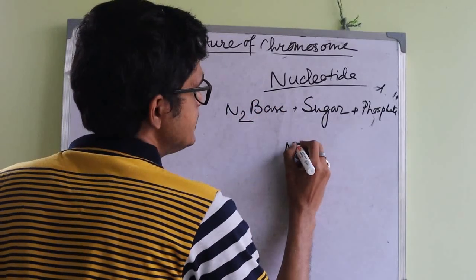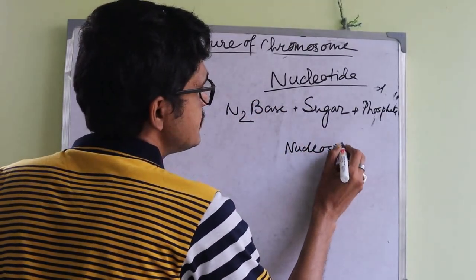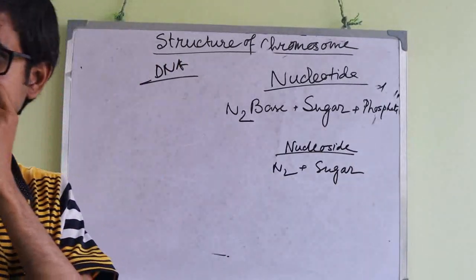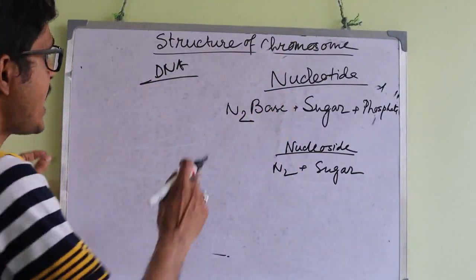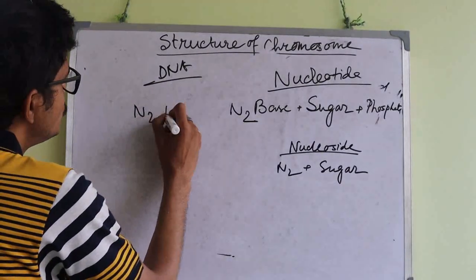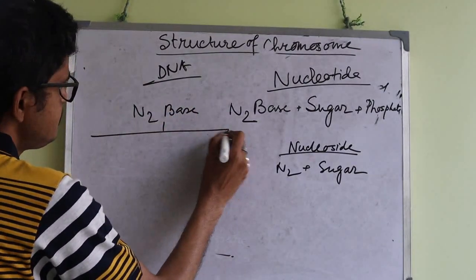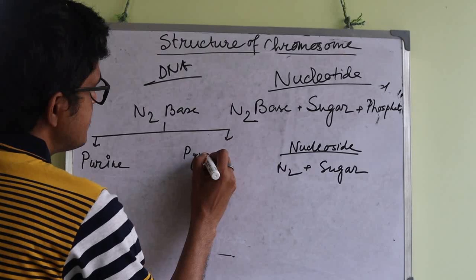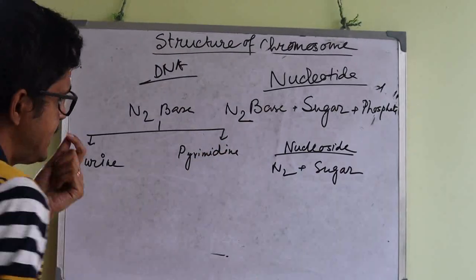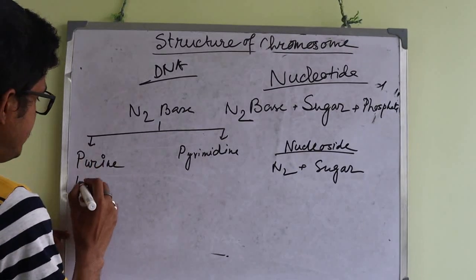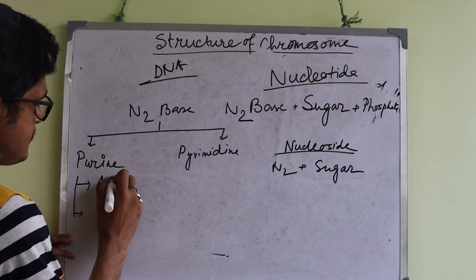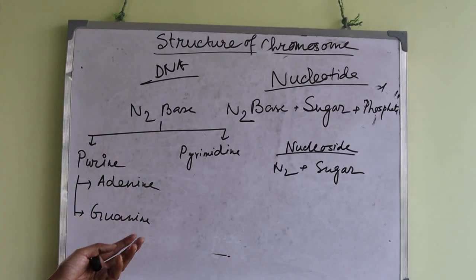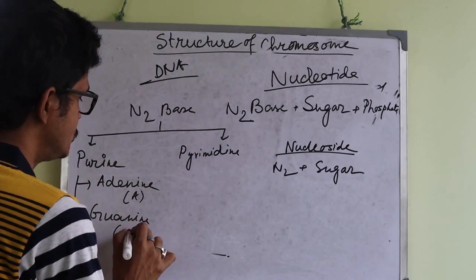Another term you have to memorize is nucleoside. In a nucleoside, only nitrogen base and sugar are present. So nucleotide and nucleoside. What are the nitrogen bases? Two types of nitrogen base are present: one is purine, another is pyrimidine. In purine, two types are there: one is adenine, another is guanine. Adenine short form is A, guanine short form is G.